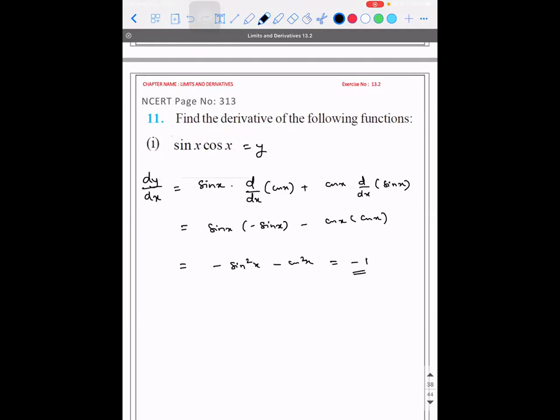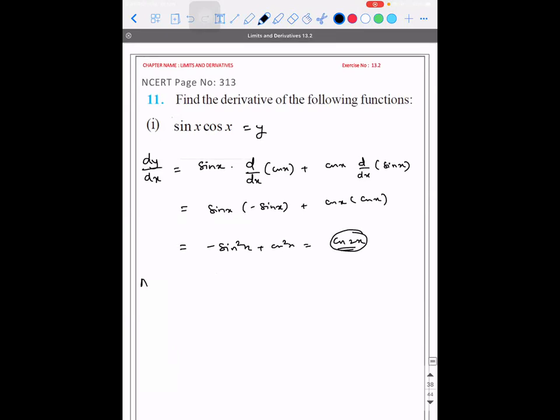Sorry, it is plus, no? So minus sin square x plus cos square x. It is cos 2x. Is it clear? So cos square x minus sin square x is cos 2x. Right? Any idea how we can deal this in an alternate way? So here I applied what rule? I applied product rule.